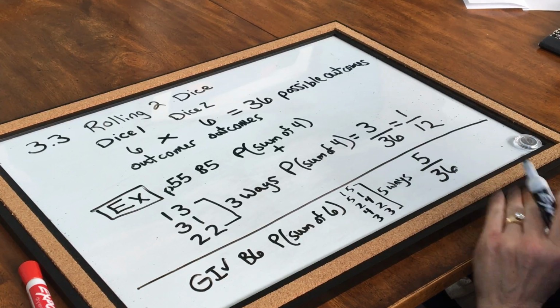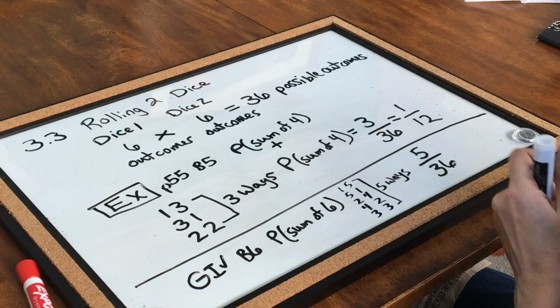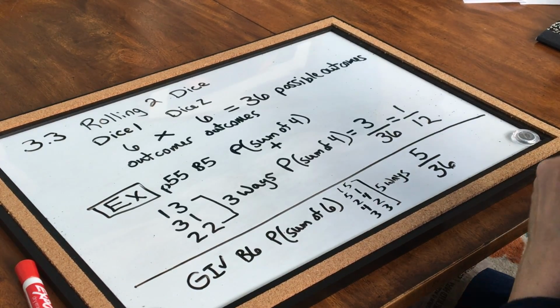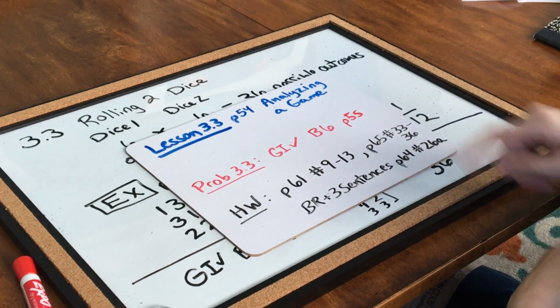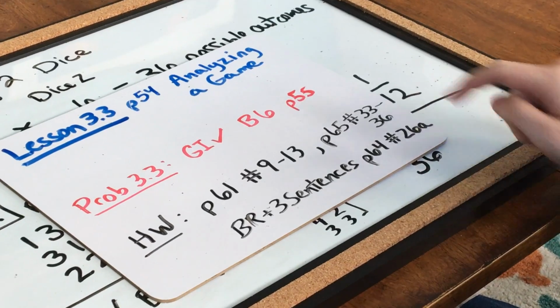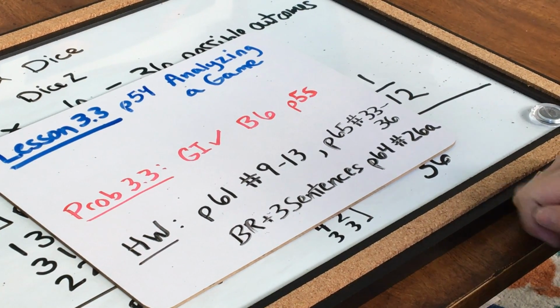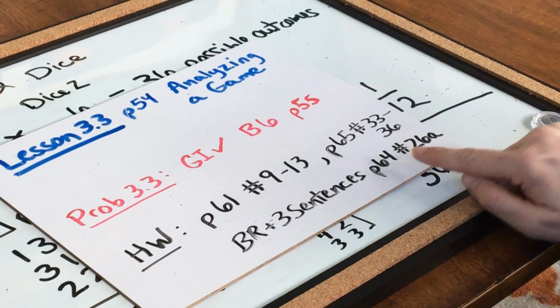Okay, that is it. So tonight when you work on your homework, you're going to be using these skills. And remember, your homework for this evening is page 61, numbers 9 to 13, and then page 65, numbers 33 to 36. You're going to do your bell ringer in 3 sentences on that homework, page 64, number 26A.